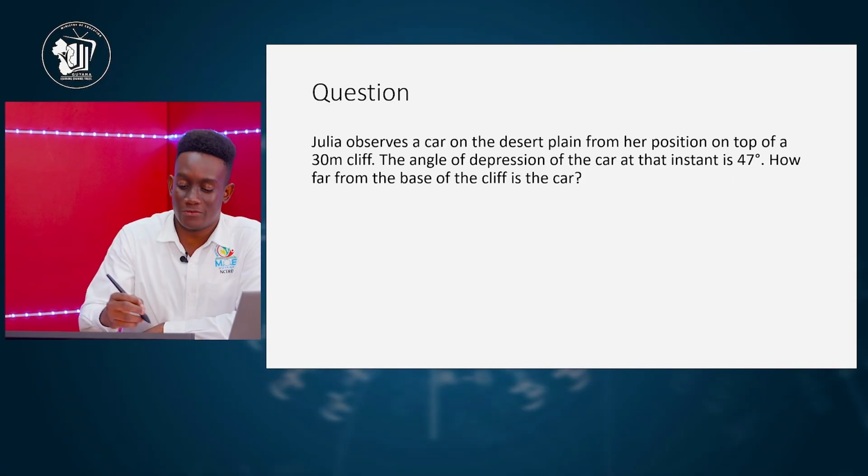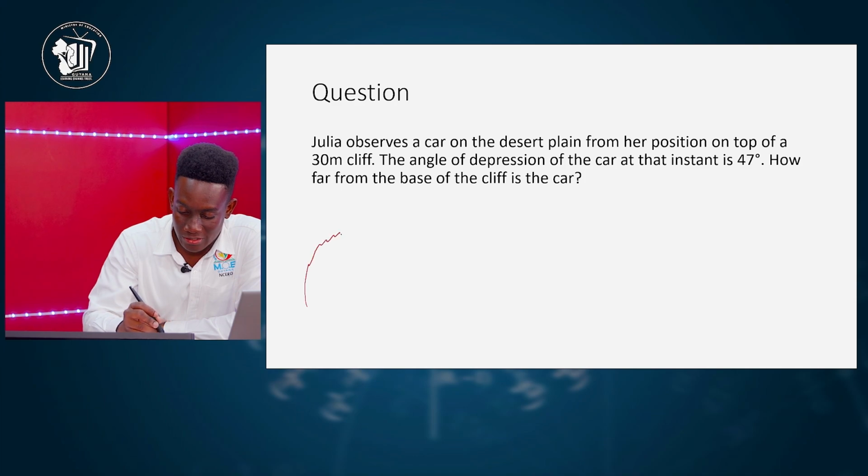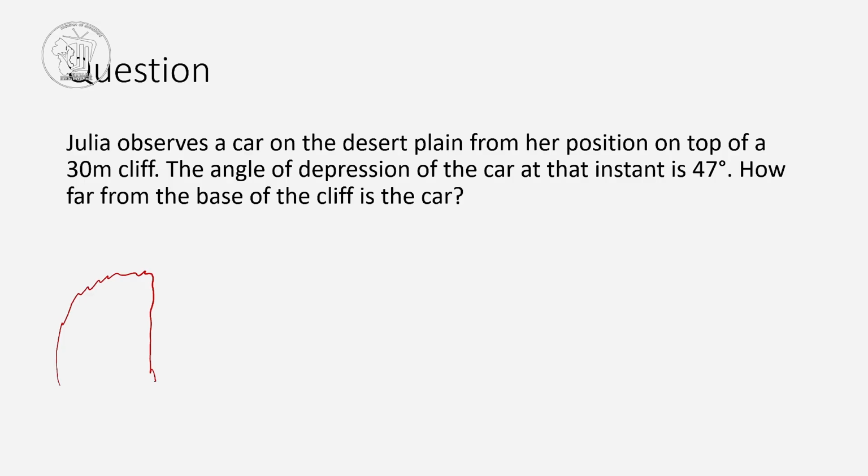So we see we can draw a cliff. We have Julia on top of this cliff. And let's say here is Julia. She would be very tiny. And it says her angle of depression to a car. So we see this cliff is 30 meters high. So let's draw the road. So we see we have a car. The angle of depression of the car at that instant is 47 degrees.